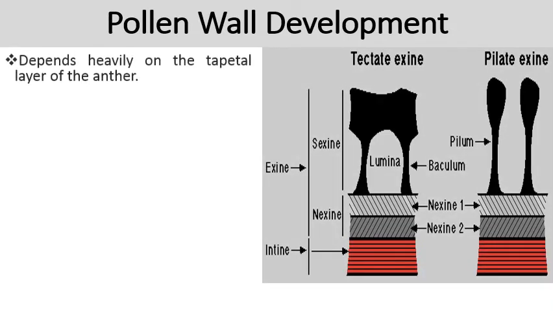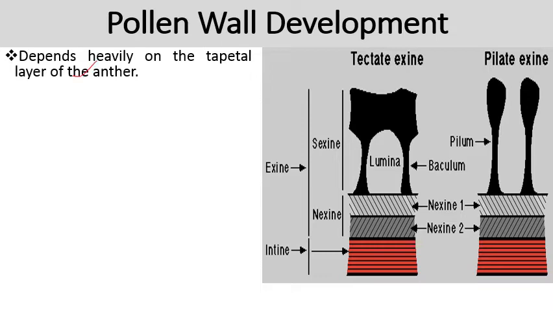Next comes pollen wall development. So for this, tapetum plays a key role. As we know, it supports the development of microspore with enzymes and provides nutrients, metabolites, and sporopollenin precursor and the pollen coat that is known as exine. So ये सारे काम करती है tapetum. Pollen wall development depends heavily on the tapetal layer of the anther. As we know that these tapetal tissues are rich in dictyosomes, endoplasmic reticulum, and other nutrients. It helps in exine formation.